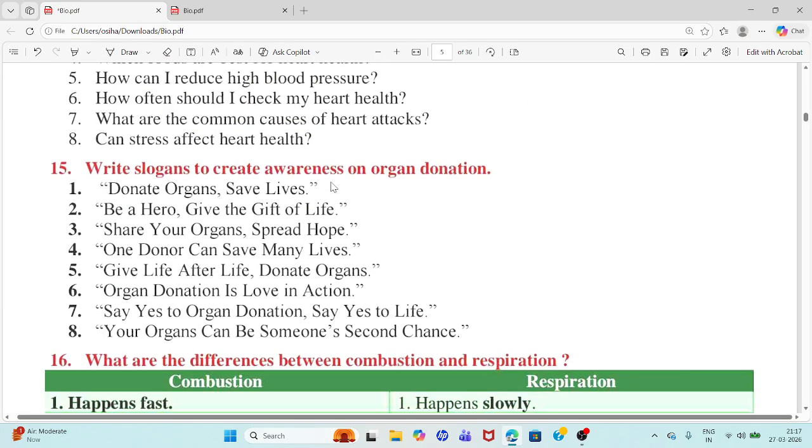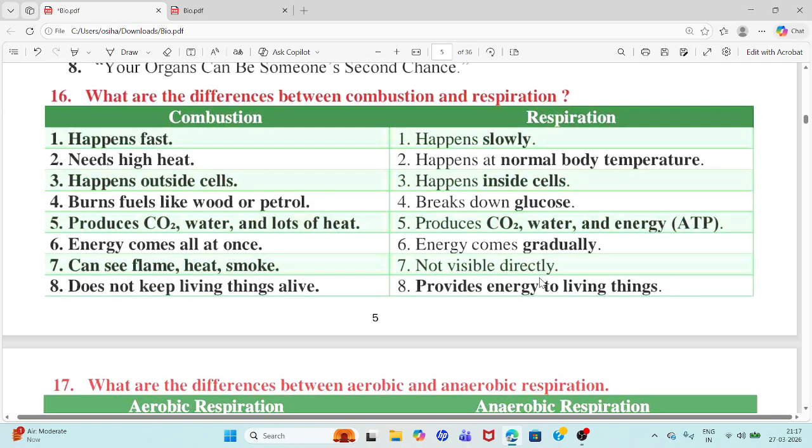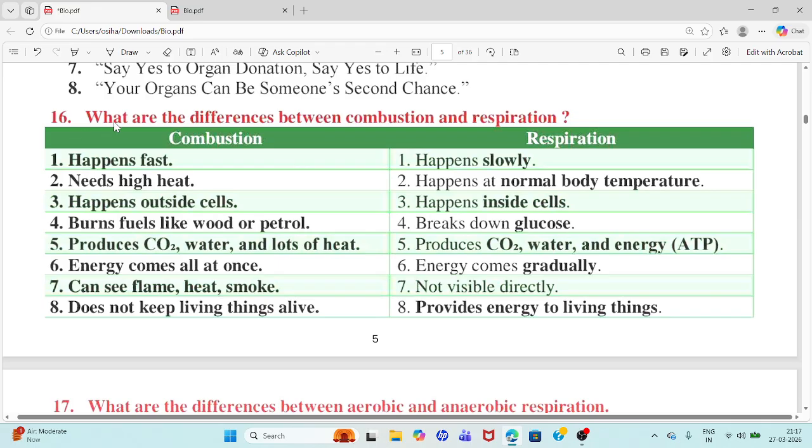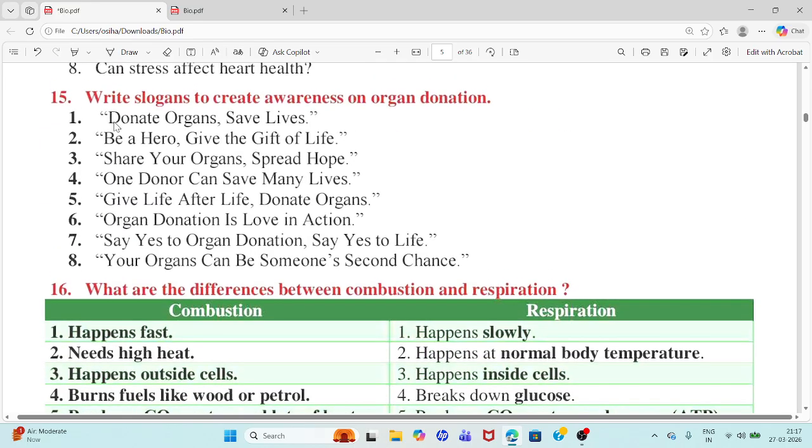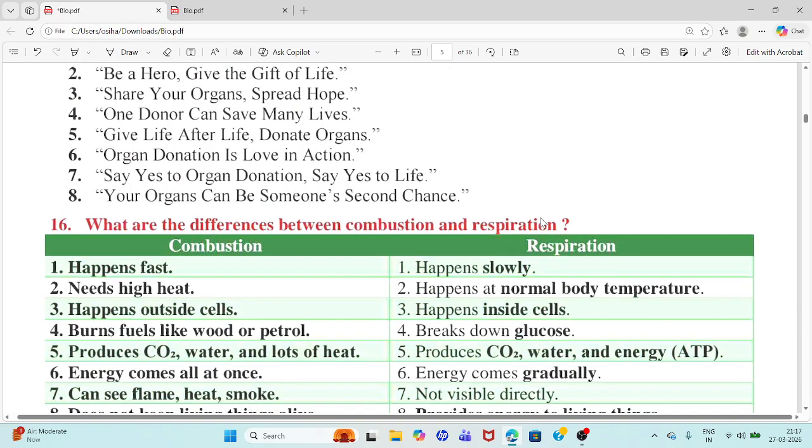15th question. Write slogans to create awareness on organ donation. So these are the slogans you can learn. Now you can take a screenshot and learn the slogans.